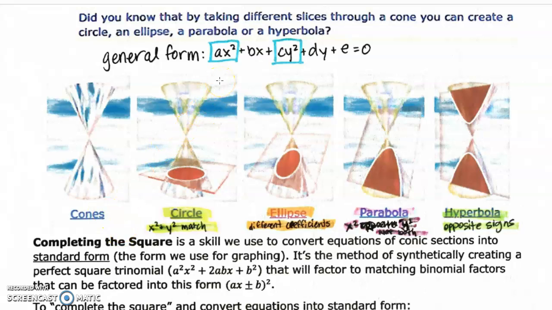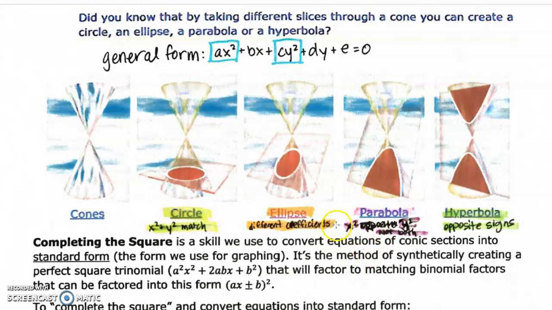In order to distinguish between your different conic sections in general form, we're going to follow these rules, and they're all based on the x squared and the y squared. If you have a circle in general form, then the x squared and y squared will match exactly. Both the sign and the coefficient will be exactly the same. If you have an ellipse in general form, then they will have different coefficients, but exactly the same sign. They'll both be positive or both be negative, but you'll have different coefficients on them, like 2 and 3, or anything that's not the same.